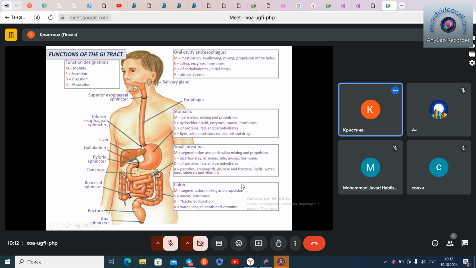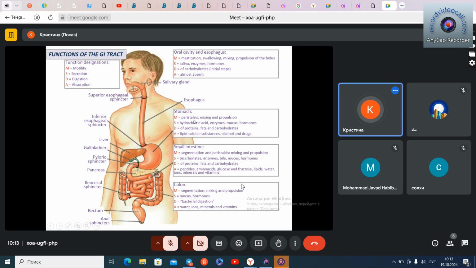Esophagus just makes the way for the food, which is called bolus now, from the oral cavity towards the stomach. So in the esophagus, nothing is digested and absorbed. Food just travels towards the stomach. Here, the function of motility is present, and there is secretion of mucus, which lubricates the surface of the esophagus and helps the food, the bolus, to move downwards towards the stomach.